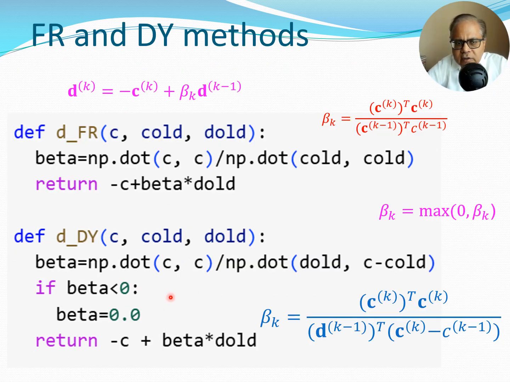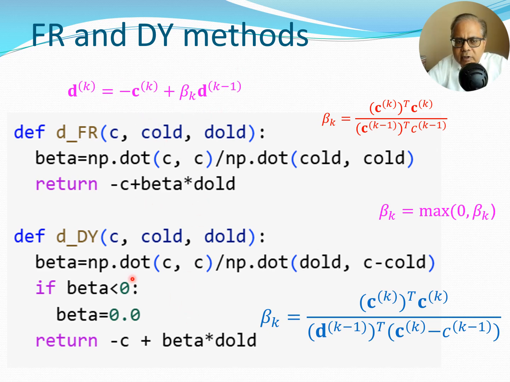Here I am bringing in the math method, so I have to import math in the main function. Now, as far as the functions which give me the search direction, I have this function for Fletcher-Reeves and this one for the Dai-Yuan method. You can clearly see the formula for Fletcher-Reeves here. I calculate the dot product of C and C, and the dot product of C old and C old. Remember, C k is C and C k minus 1 is C old. Then I finally return minus C plus beta into D old, which is this formula here.